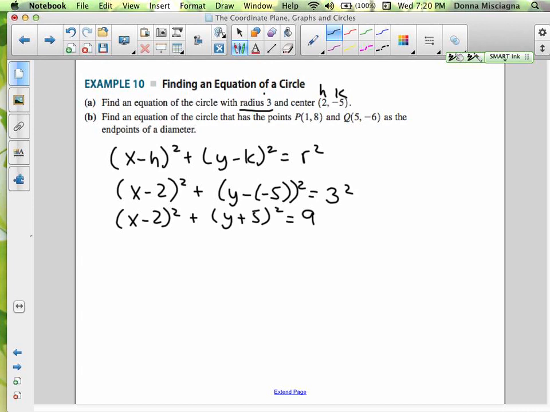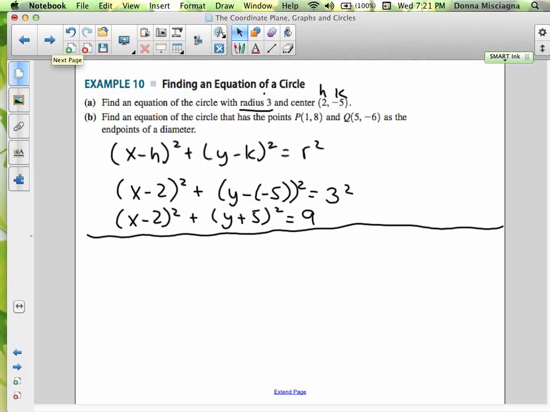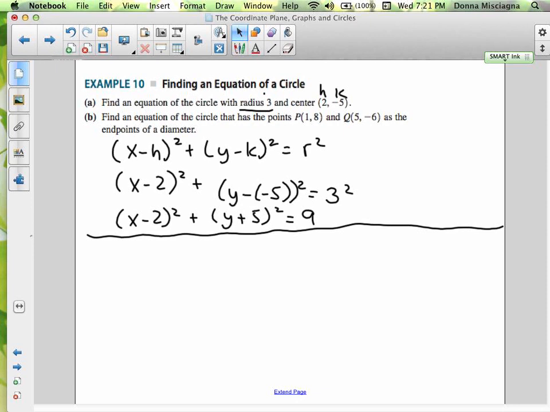There's the equation of the circle with center at 2, -5 and a radius of 3. Now let's answer the second one. Now we're going to have to do a little bit more work for the second one, and we're going to have to use some of the formulas that we learned in the previous video, which namely we don't have the center, and we don't have the radius.